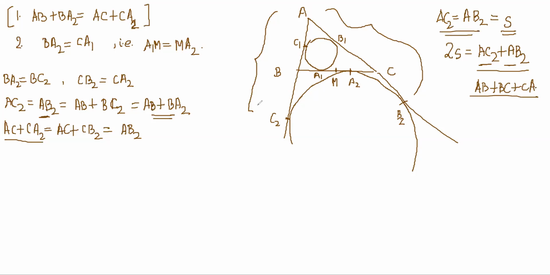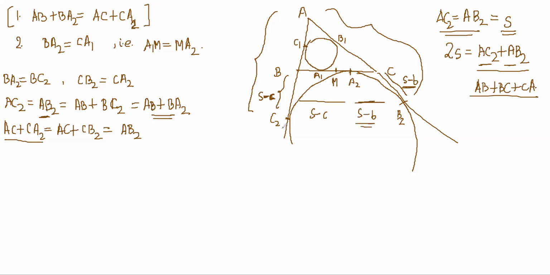So this is equal to S. If this whole thing is equal to S, then this part is equal to S minus this side. This side is called what? C. So this part is S minus C. This part is S minus B, right? So BA2 is equal to S minus C and CA2 is equal to S minus B, right?